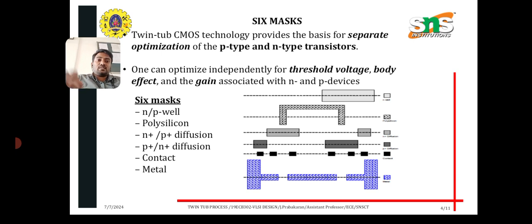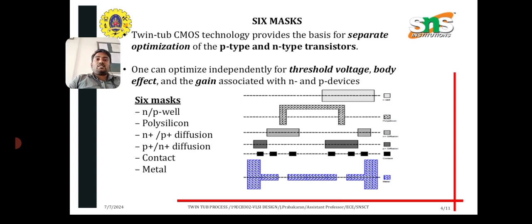The first level is the N-well P-well level, the second level is polysilicon, the third is N plus P plus diffusion, the fourth is P plus N plus diffusion, the fifth is contact, and the sixth mask is the metal mask. And we will discuss them briefly. First is the N-well P-well, which refers to the region in a semiconductor substrate that has been doped to create either an N-type or P-type well. This is used to isolate different components or devices in an integrated circuit.